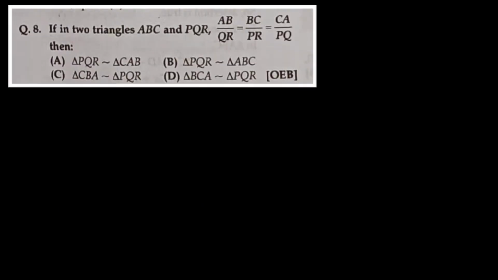Let's do the next question. Question number 8. Question number 8 is opposite to the previous one. So how do we have to write? It's already given that the ratios of the sides are equal. Before I write the names of the triangles, I want you people to answer. The ratios are equal: AB by QR is equal to BC by PR is equal to CA by PQ. Then which of the triangles will be similar?